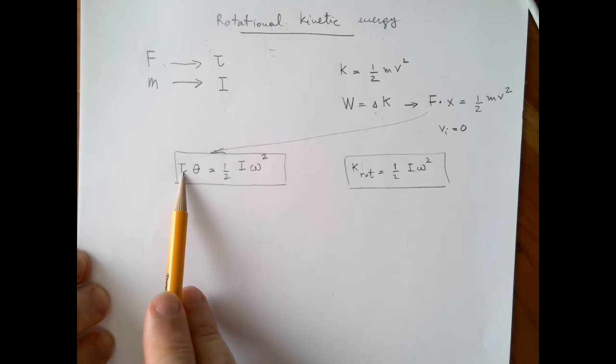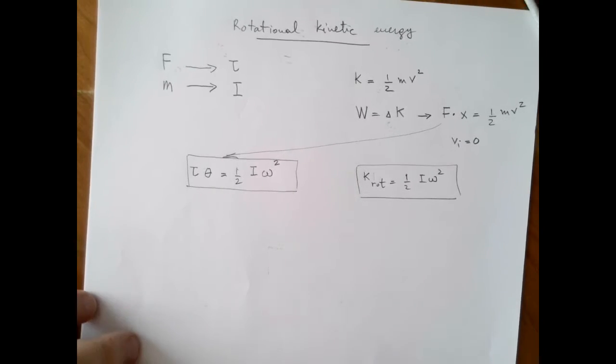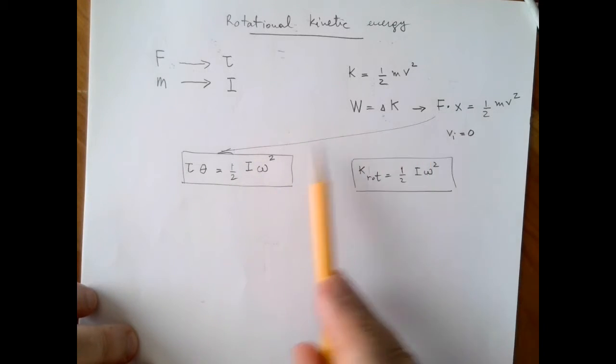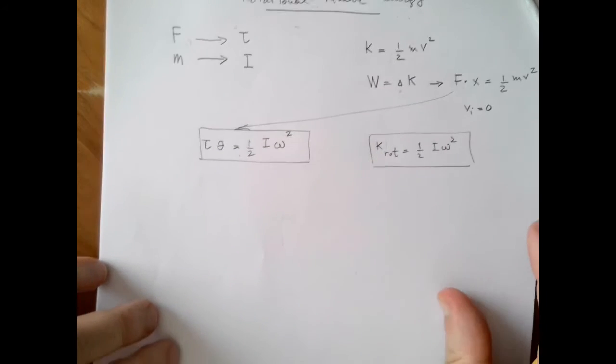And torque multiplied by angle is equal to the work. But for now, what we did, we just replaced this formula by this. But let's see if this is actually true.